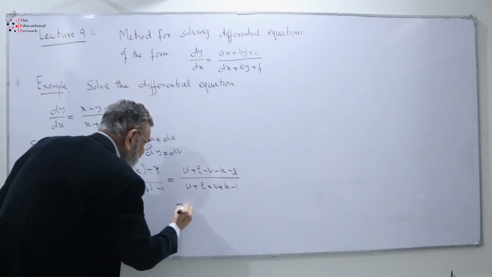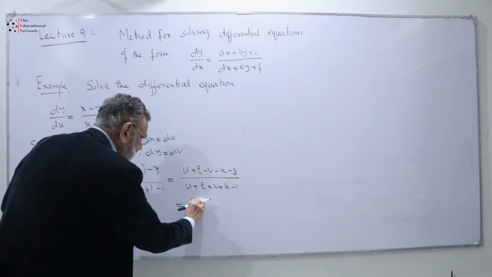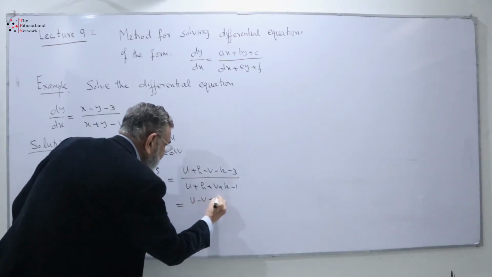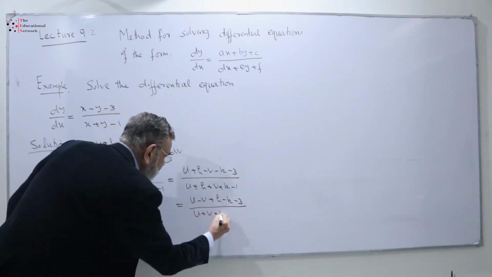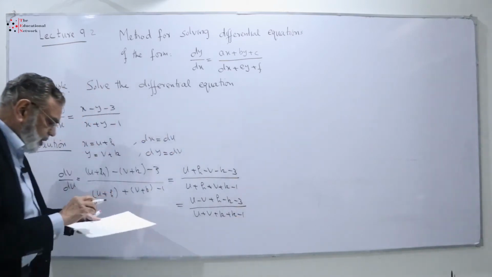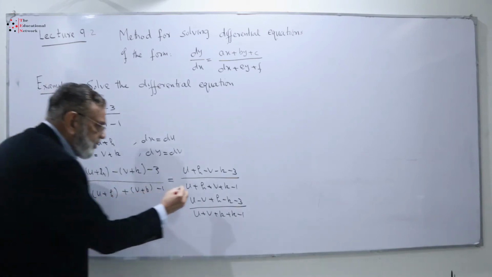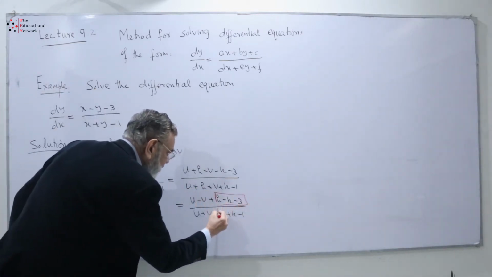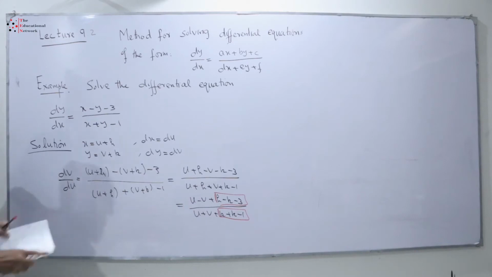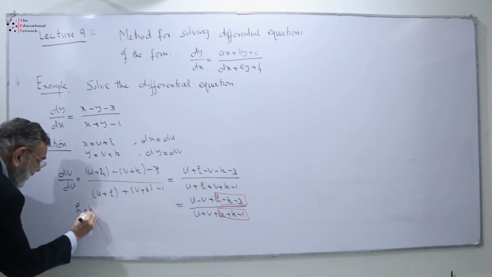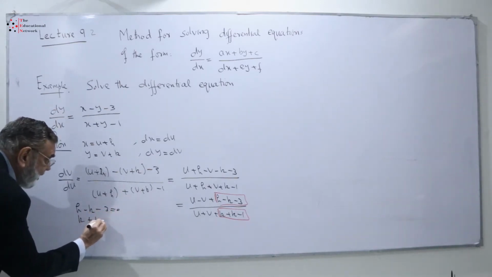I just take u and v together. We get (u - v + h - k - 3) over (u + v + h + k - 1). Here what we want to do is find the values of h and k in such a way that both of these constants simultaneously become 0. It means from solving these two, we get the values of h and k that will make them 0. So we get h - k - 3 = 0 and h + k - 1 = 0.